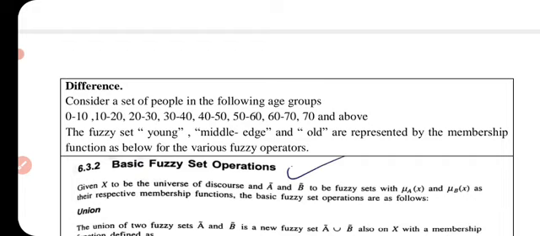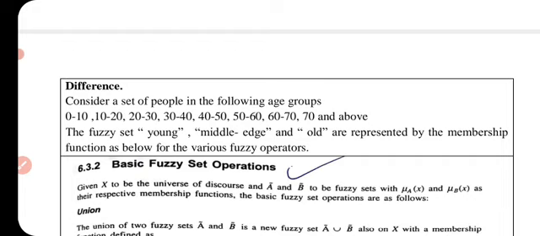The example is: consider a set of people in the following age groups. We have the age groups written as 0 to 10, 10 to 20, 20 to 30, 30 to 40, 40 to 50, 50 to 60, 60 to 70, and 70 and above. For this problem, what do we want? We want the fuzzy sets of young, middle-aged and old people. What we want is represented as a membership function. These three categories of results can be represented by the membership function with different operators.